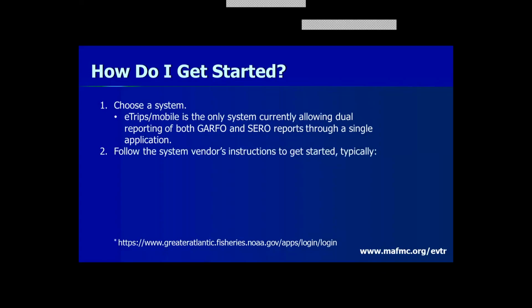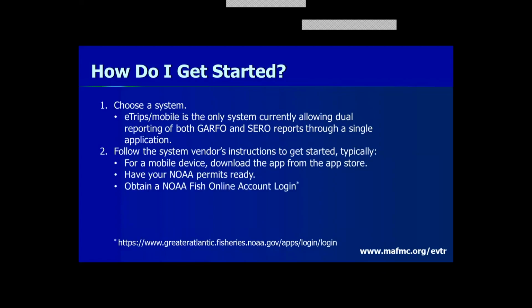Once you've chosen your system, you follow the system vendor's instructions to get started. That typically involves downloading the app from the App Store. So if you have an Apple device, that would be the Apple Store. If you have an Android or Google device, that would be the Google Play Store. And then you have your NOAA permits ready. You must have a NOAA Fish Online account to log in.